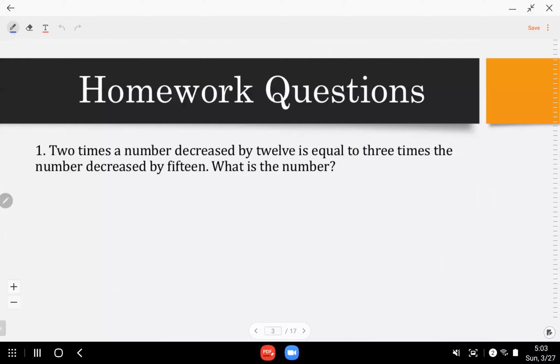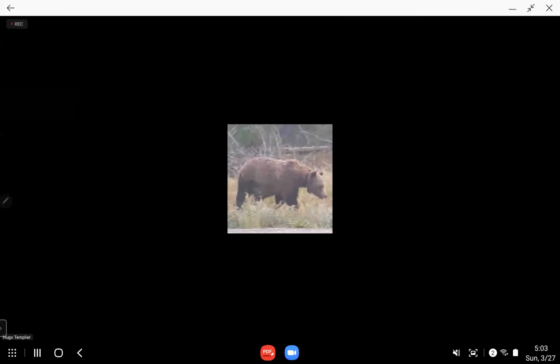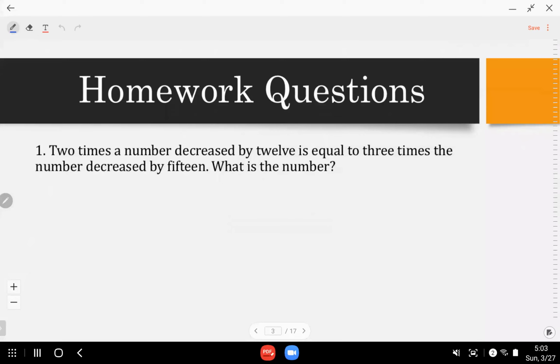Basically, if the number is... Oh yeah, you make an equation 2x minus 12 equals 3x minus 15. And then you can solve. Yes. So 2 times a number, assuming the number is x. Okay, so the number is equal to x. 2 times that decreased by, hold on.